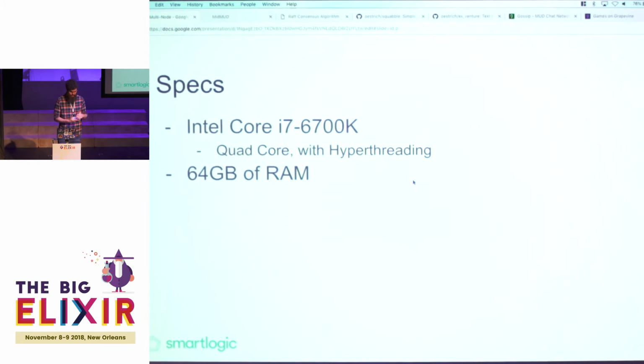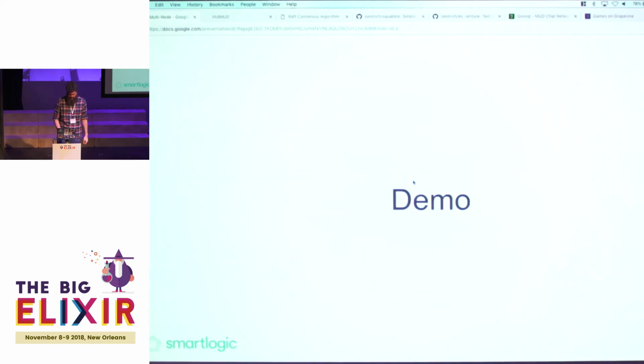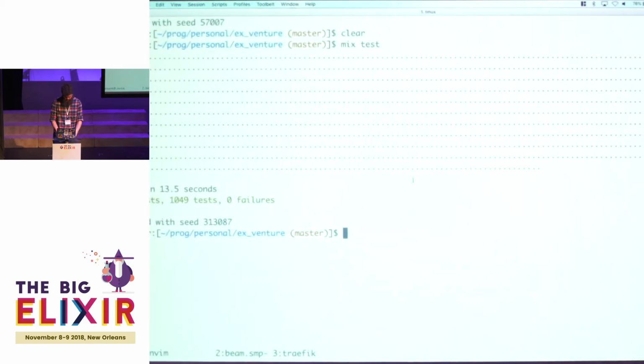So yeah, this was the specs. It was a Core i7 6700K, like 3 years old, with 64 gigs of RAM. And now we'll get to see some of the clustering stuff in action.